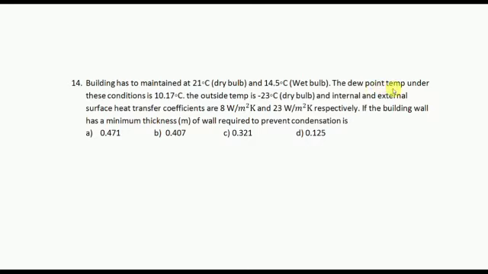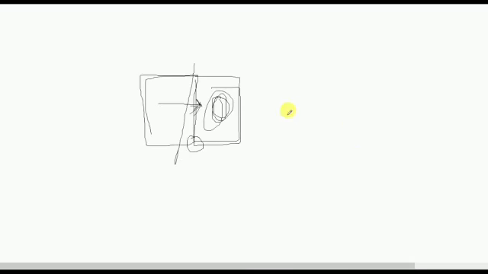Dew point temperature. Actually, for dew point temperature you need to understand a concept in which you are comparing air and ice. Like if you say this is air, this is ice. Air is at 30 degrees Celsius. Ice is at minus 2 degrees Celsius, something below 10 degrees Celsius. I have taken minus 2 degrees.